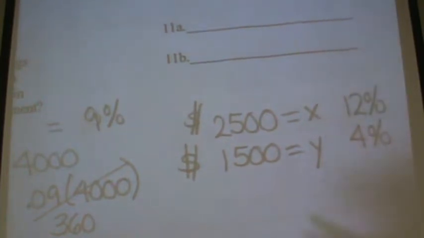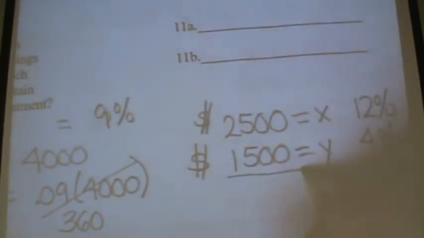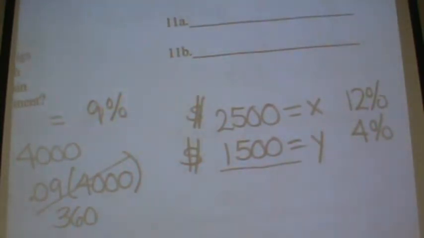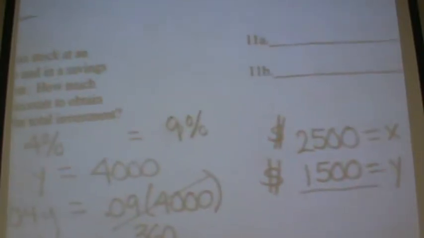Now you guys, look at your answers. Do they add up to be 4,000? This should make sense. Your 2 numbers shouldn't add up to be 50,000. You're investing 4,000, so it works.